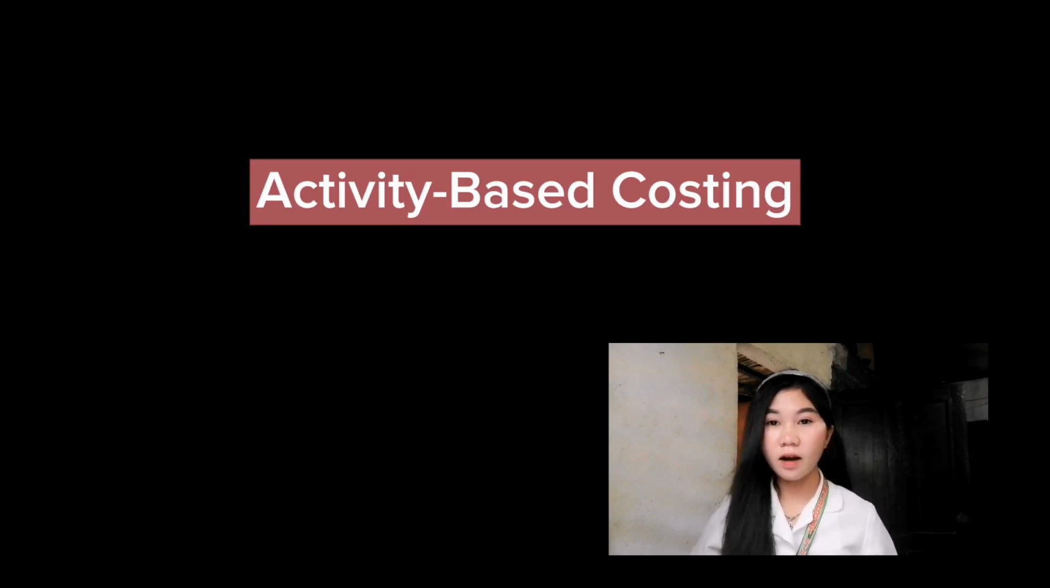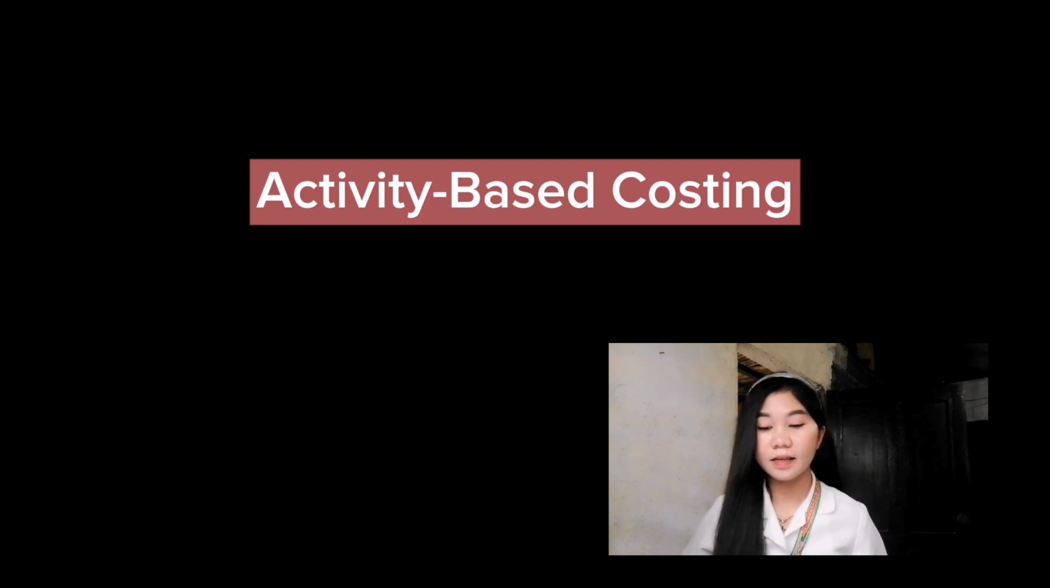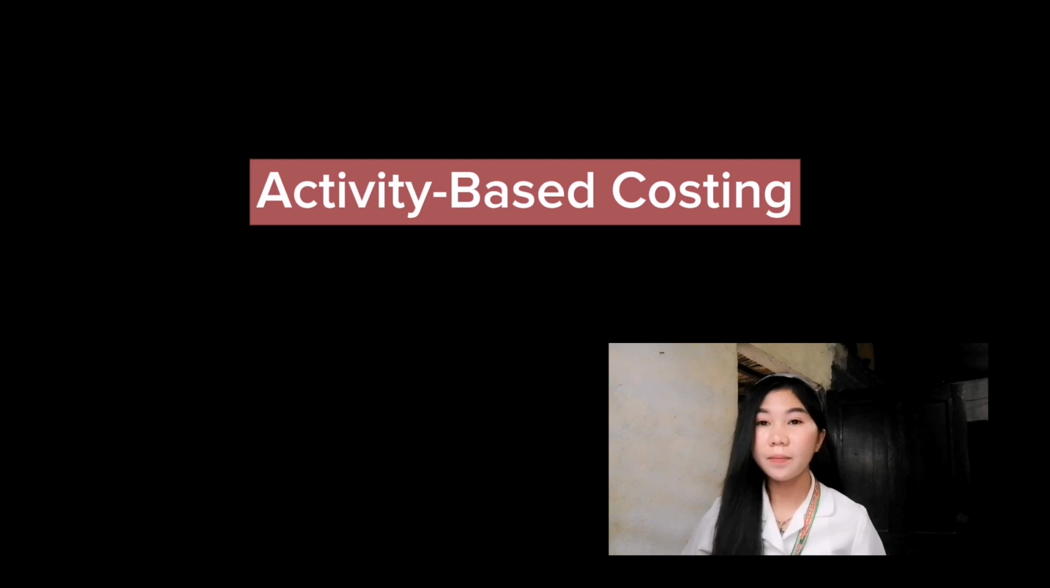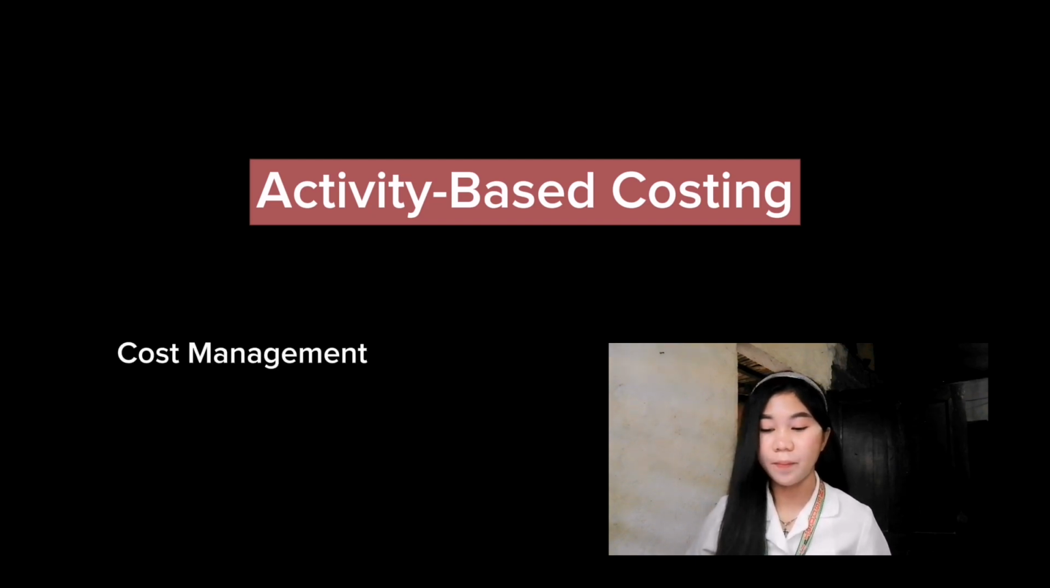Good day everyone. Our topic for today is all about activity-based costing or ABC. The goal of ABC is to accurately allocate costs to the products to gain detailed insights into product costing and profitability. It enables companies to improve their cost management and pricing strategies by singling out specific activities that are raising production costs and require improvements.